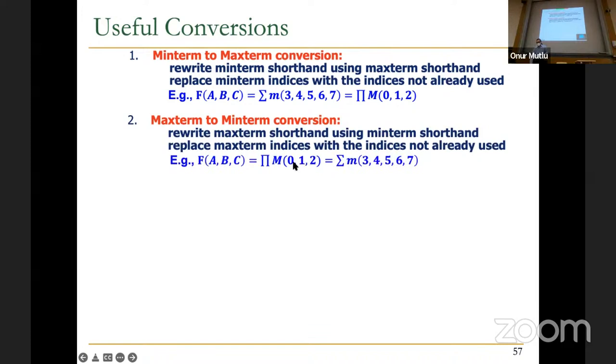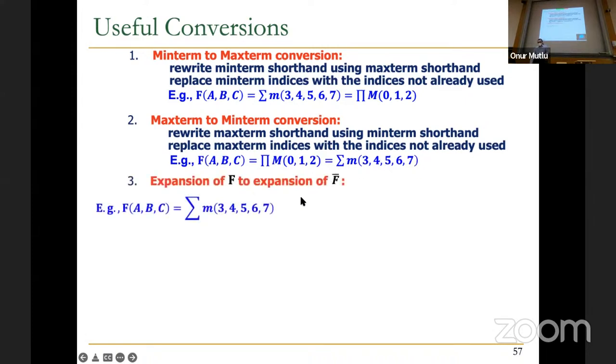Product of sums, max terms 0, 1, 2 is equal to sum of products, min terms 3, 4, 5, 6, 7. You can complement things. Complement is actually, as we discussed, the true complement of the function. If someone gives you a minterm expression of a function, the complement is essentially the sum of the minterms that you did not use in this minterm expression.